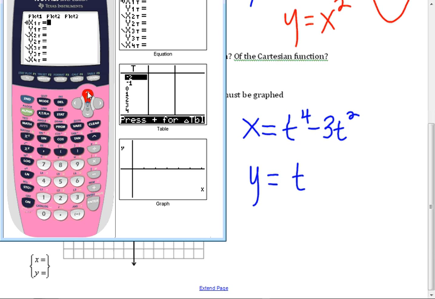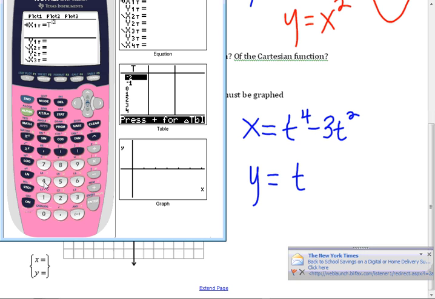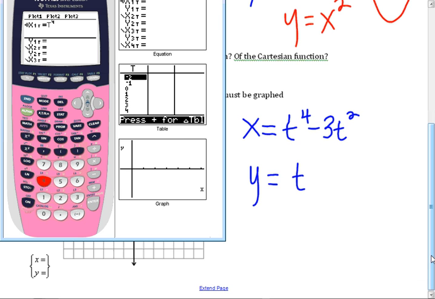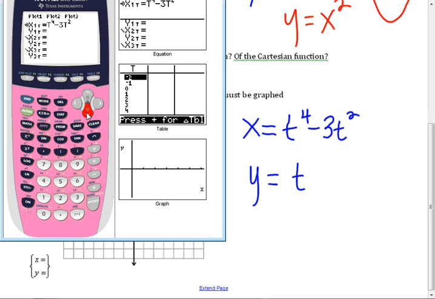Okay, so this is t to the 4th minus 3t squared. Oh, I hate that when I do that. We're going to try that again. T to the 4th. Yes, I forget that I have to go back down. Minus 3t squared. And then this is t.